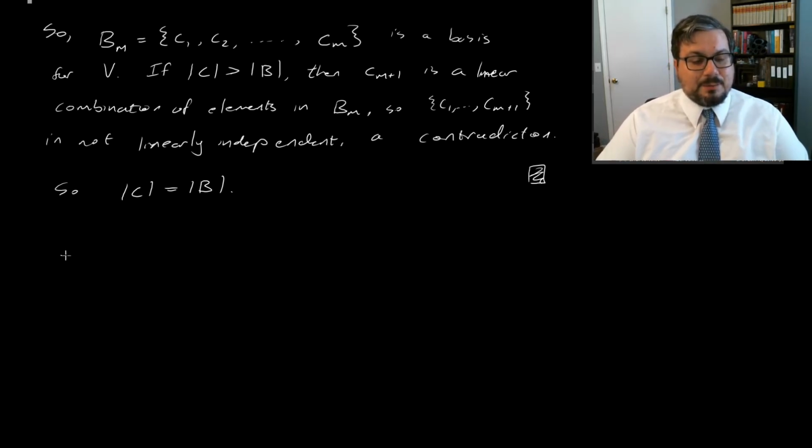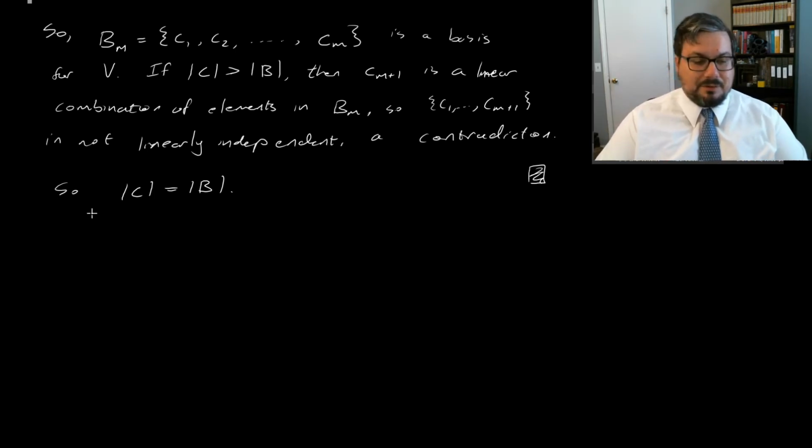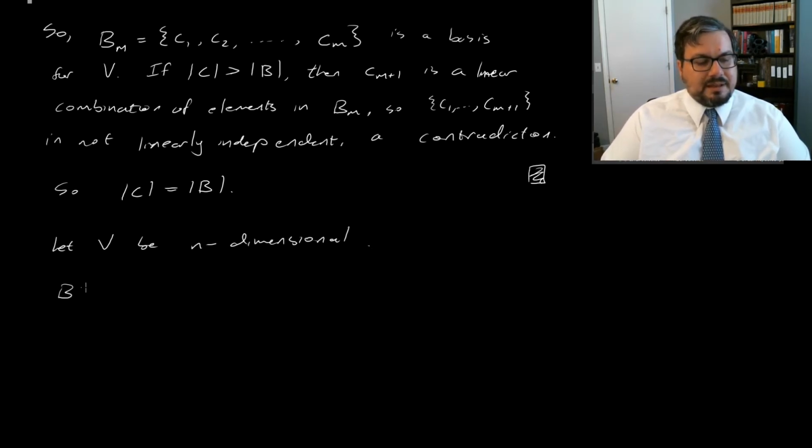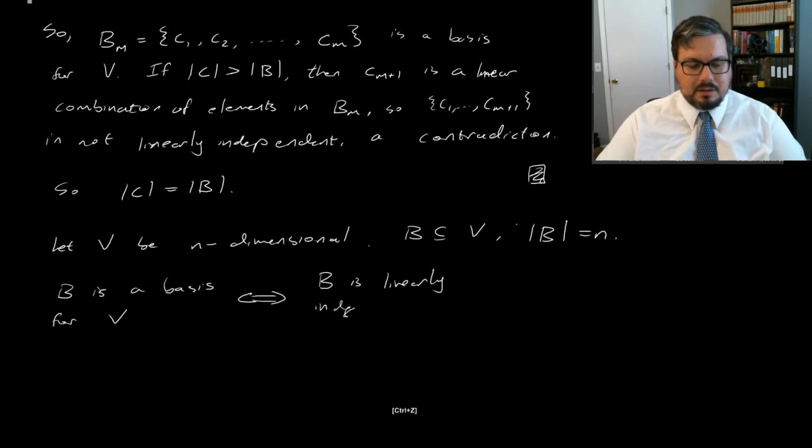So, in particular, this means that we can prove that a given set is a basis of a vector space where we know the dimension in a couple of different ways. So let's let V be n-dimensional, and B a subset of V. We want B to be a subset of size n. So B is a basis for V if and only if B is linearly independent, which happens if and only if B spans V.